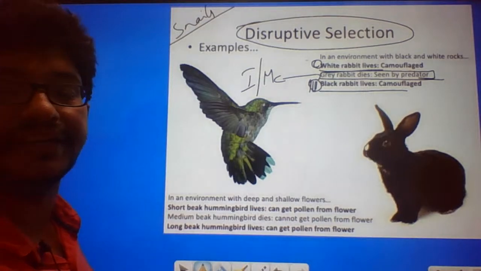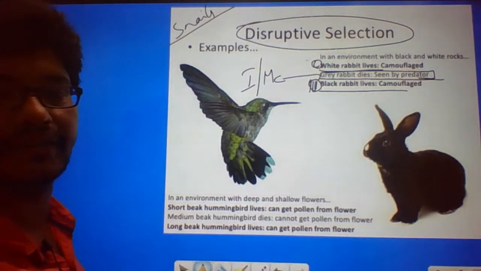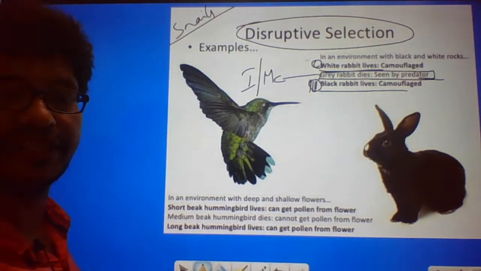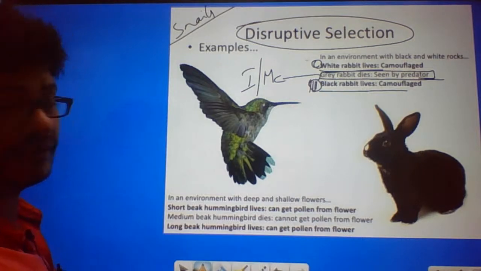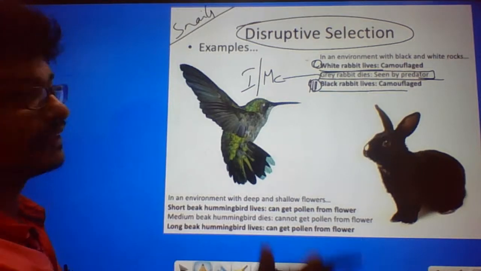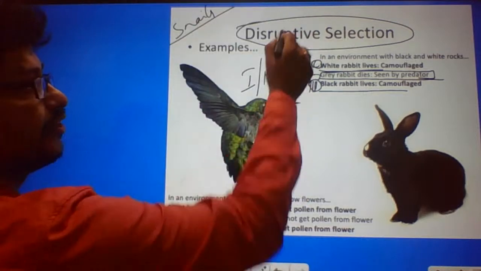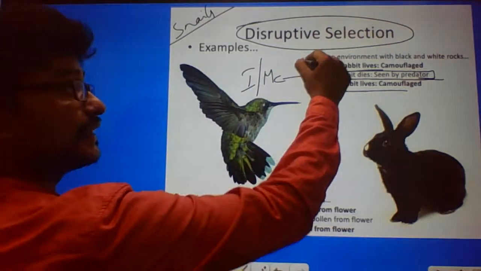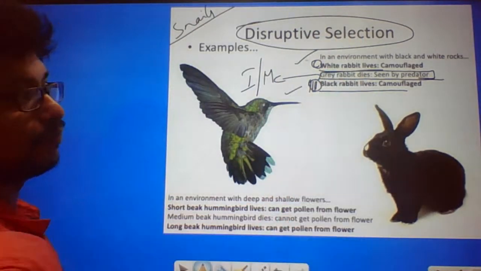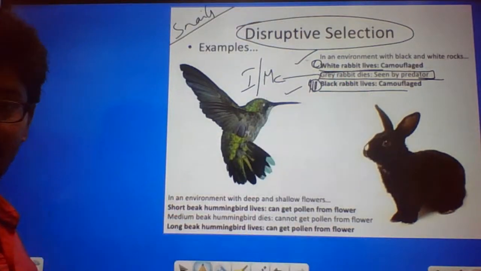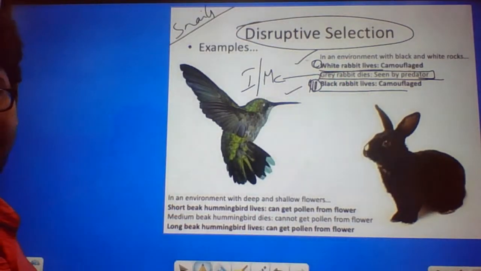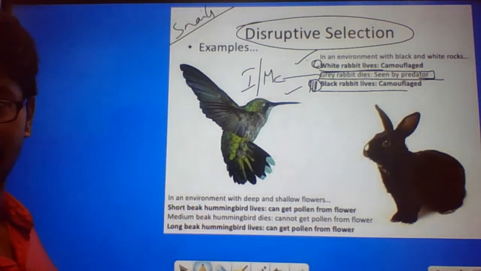How the intermediate snails couldn't be selected by nature: because they couldn't adjust, they couldn't camouflage with the surroundings or with nature. So the intermediate couldn't be selected by nature. So this is called disruptive. How the white rabbits can prosper, black rabbits can prosper because they can camouflage, but the gray rabbits, the intermediate, couldn't be selected by nature. This is one of the examples that you can remember.